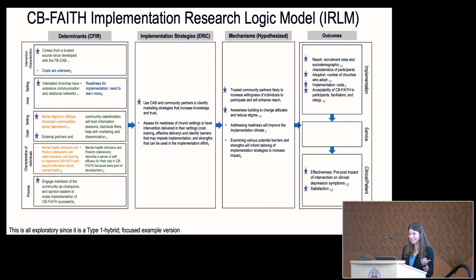We then hypothesized that these mechanisms, the why would this work, is that by having trusted community partners, they are likely to increase the willingness of individuals to participate and will enhance reach, which would then increase the outcome of reach. And now there are many stars here because we anticipated that this one strategy would actually leverage several different facilitators and lead to several different changes in outcomes.